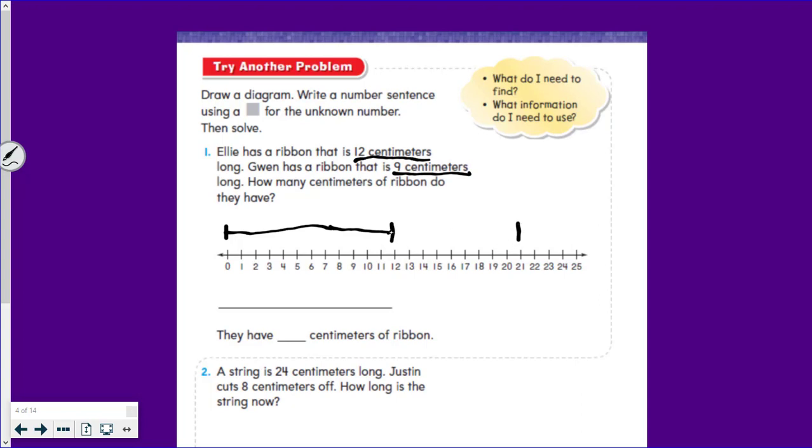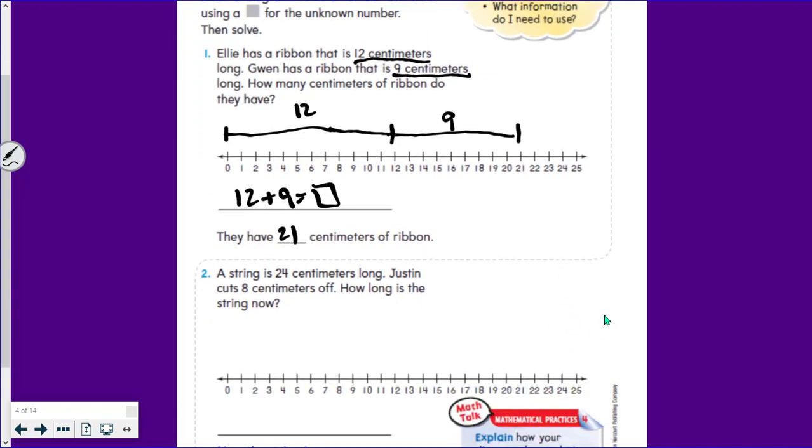So we'll go ahead and finish the diagram. And we'll write 12 for Ellie's and 9 for Gwen's. And so what we figured out was 12 plus 9 equals blank, right? And so what we found is 12 plus 9 more equals 21. So that means they have 21 centimeters of ribbon altogether, which is what we needed to find out.